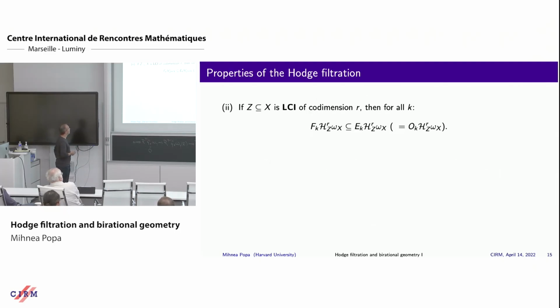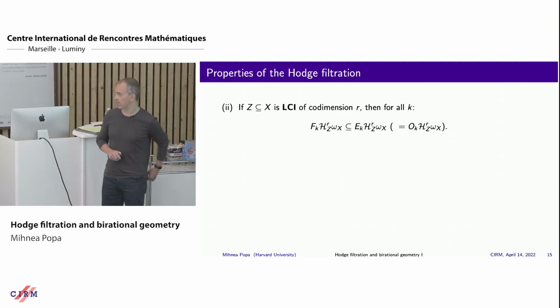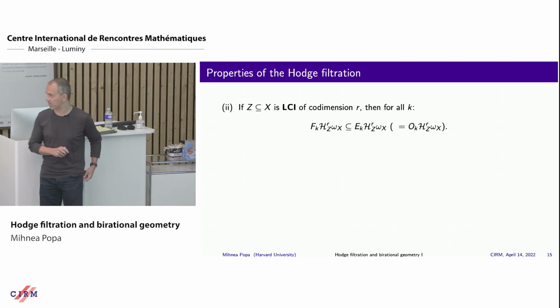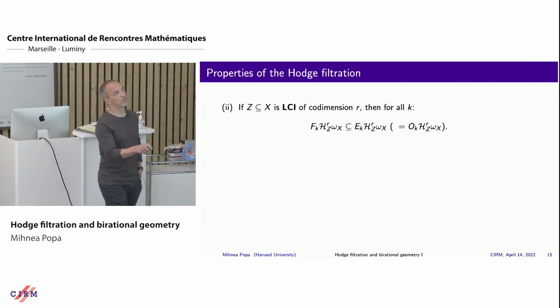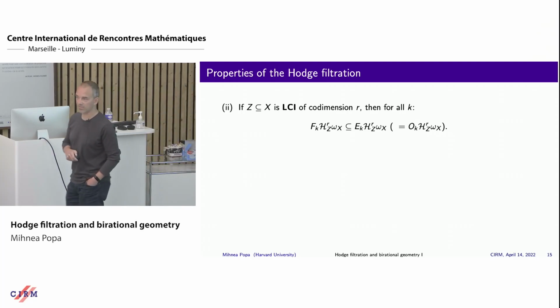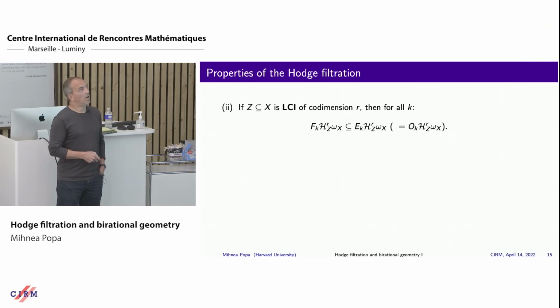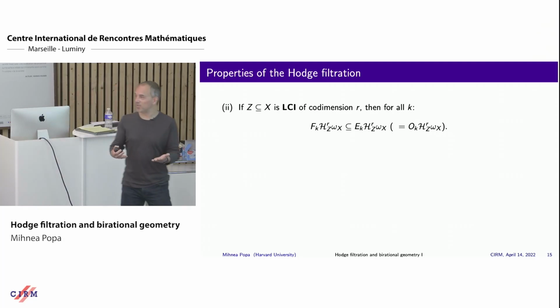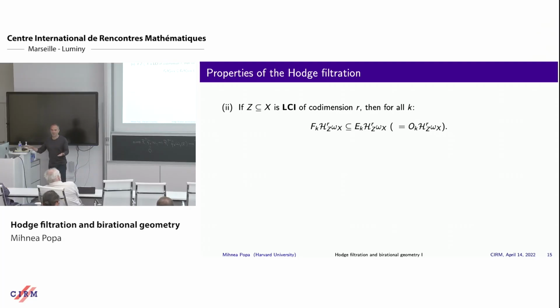Let me move on. Okay, if Z is LCI, then things are much nicer. If you're a local complete intersection, you only have H^R, and we know how to prove that the Hodge filtration is always contained in the X filtration. So this is great. This is what we're after normally. And I told you, this is also equal to the order filtration, but it's a bit more convenient to think of the X filtration.